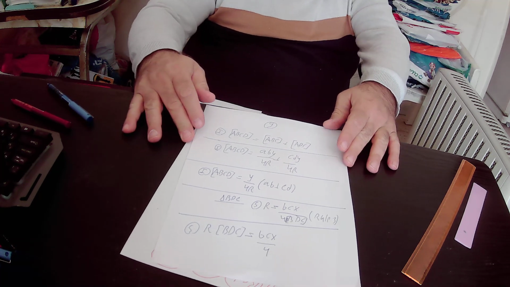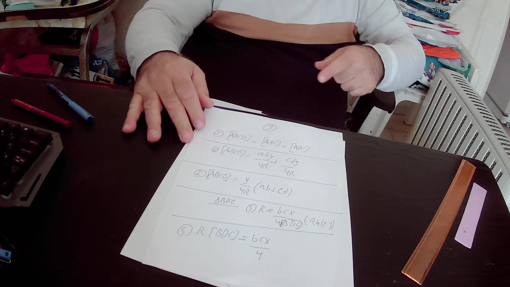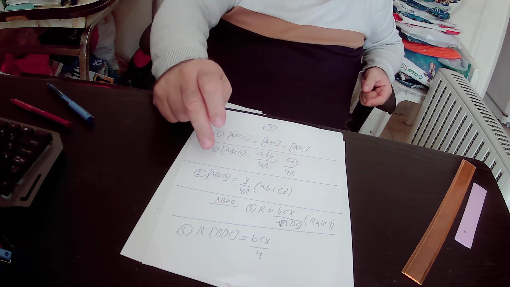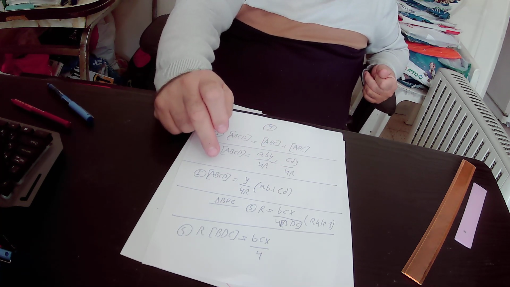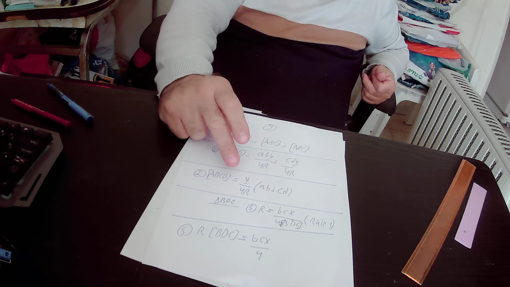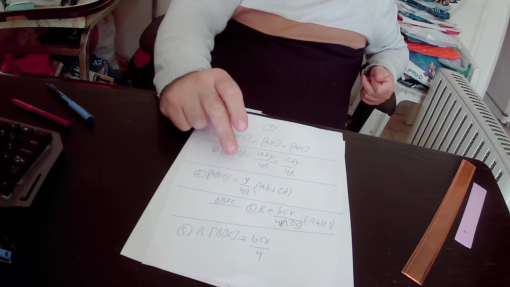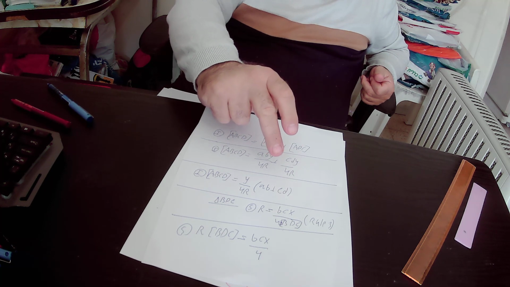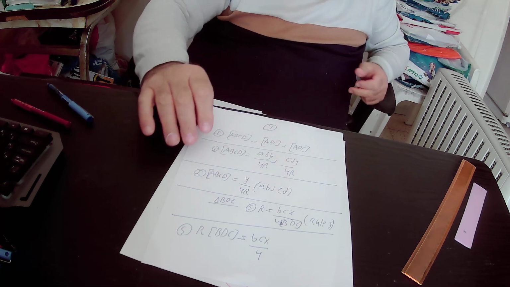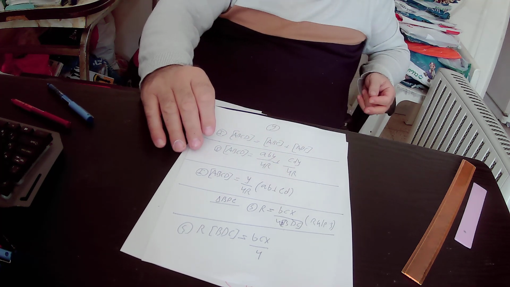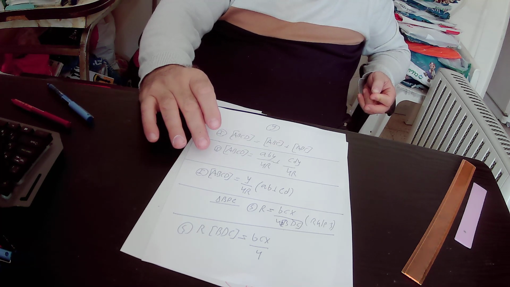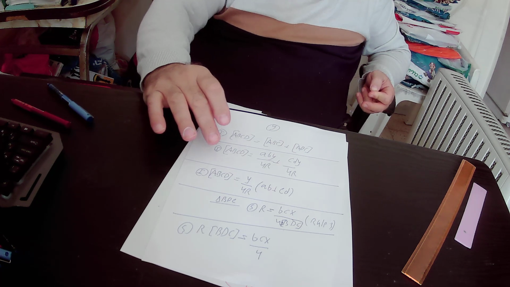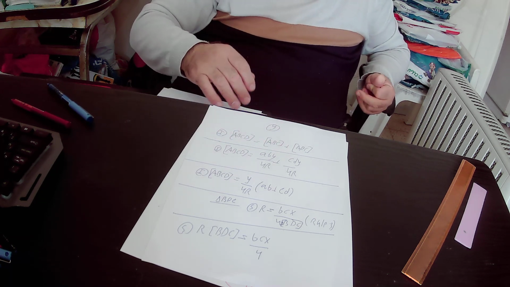Here we took a common factor of Y over 4R out of these expressions, and we got that the area of quadrilateral ABCD equals Y over 4R, and inside the brackets we have AD plus CB, or AB plus CD. Okay, so the area of quadrilateral ABCD equals Y over 4R times AB plus CD.